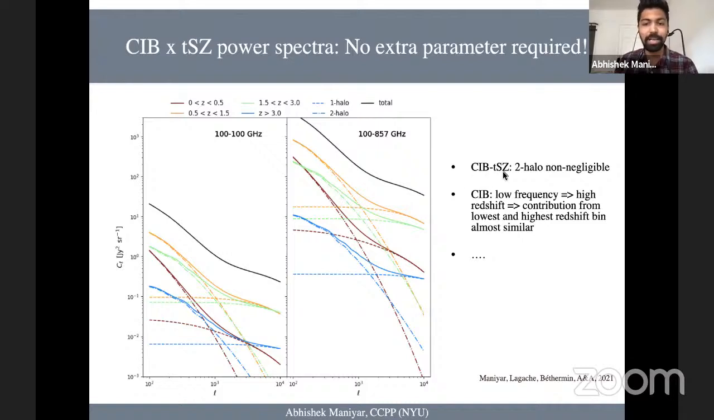I will just highlight that the 2-halo term here is given by the dot-dash line. If you look at every redshift bin in both these panels, the 2-halo term is non-negligible when you compare it with the 1-halo term, which is given by the dashed line. So in this analysis, we should not neglect the 2-halo term, and we should consider it. As I said before, there are some other interesting things happening from the astrophysical point of view, but let's skip them for now in the interest of time.